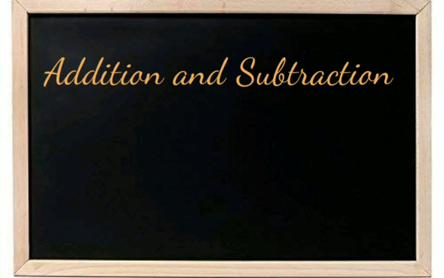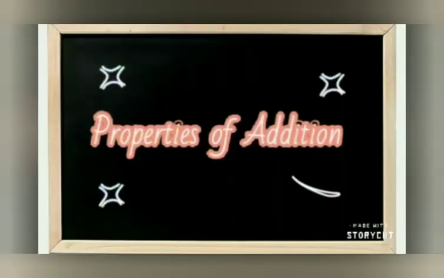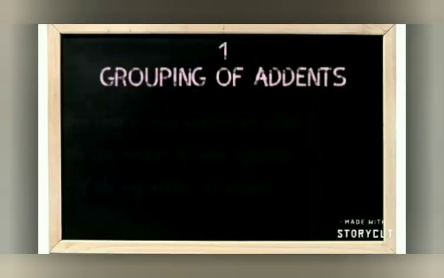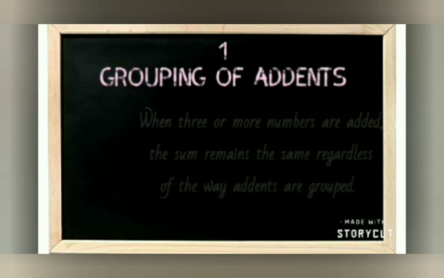Hello children, in today's video we are going to see about the second topic in the lesson addition and subtraction. Properties of addition. First property of addition. When three or more numbers are added, the sum remains the same regardless of the way addends are grouped.